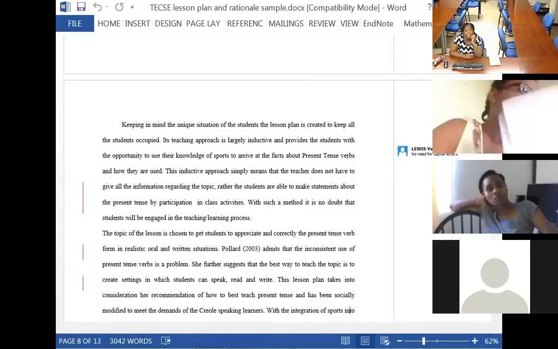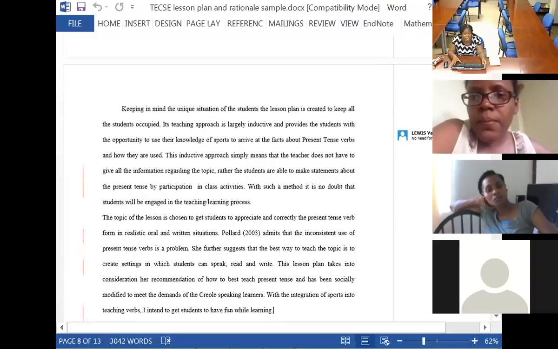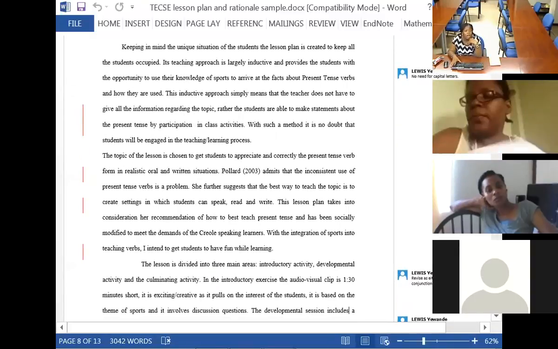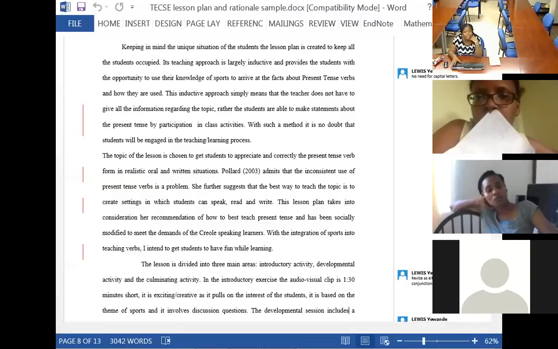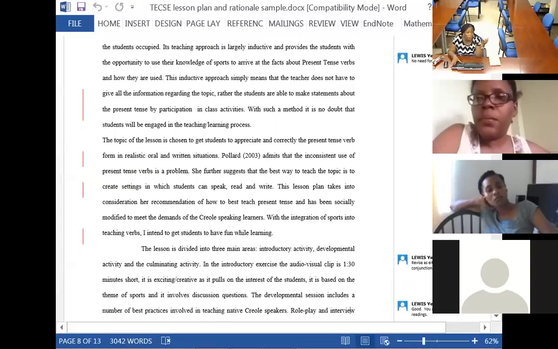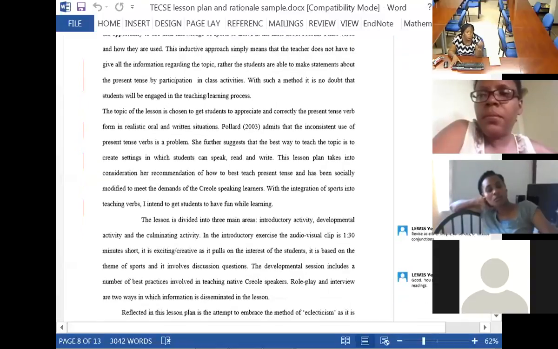The topic of the lesson is chosen to get students to appreciate and correctly use the present tense verb form in realistic oral and written situations. Now the literature comes in. Pollard admits that the inconsistent use of present tense verbs is a problem. She further suggests that the best way to teach a topic is to create settings in which students can speak, read, and write. This lesson plan takes into consideration a recommendation of how to best teach present tense and has been socially modified to meet the demands of the Creole-speaking learners. With the integration of sports into teaching verbs, I intend to get students to have fun while learning. So that's one first literature reference used to justify why you're doing what you're doing. So in a sense, we know that's what a rationale means.